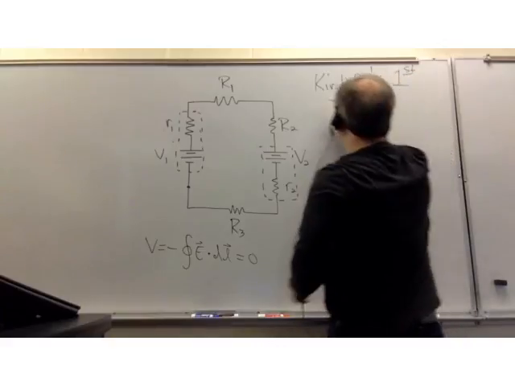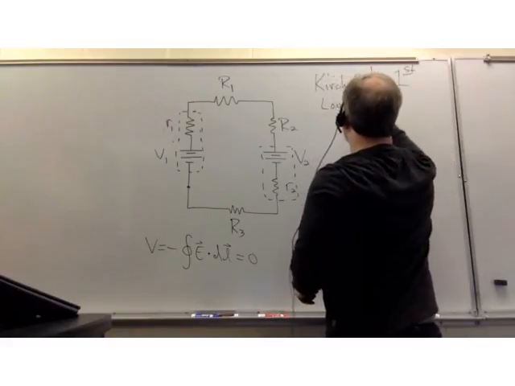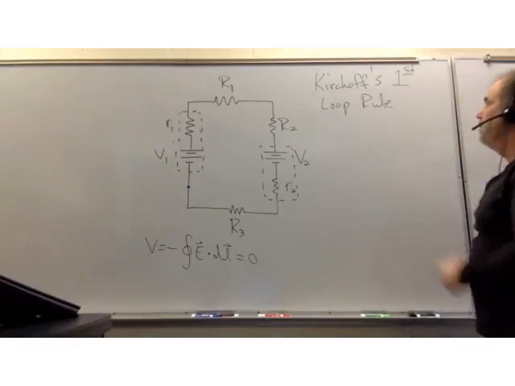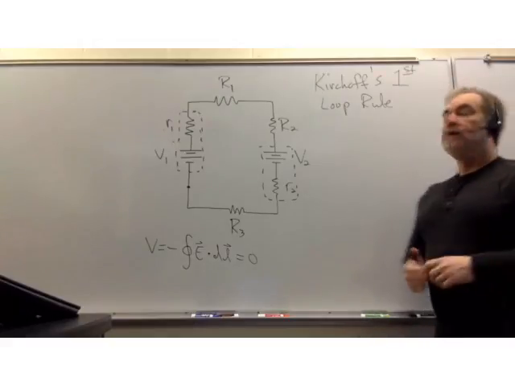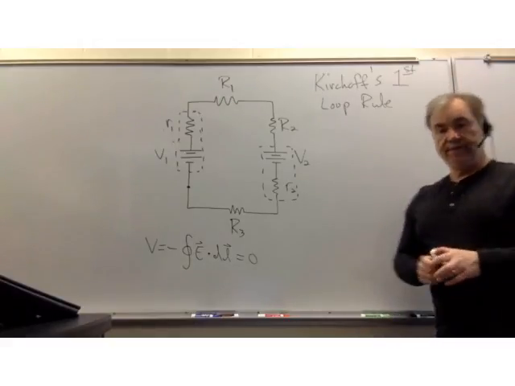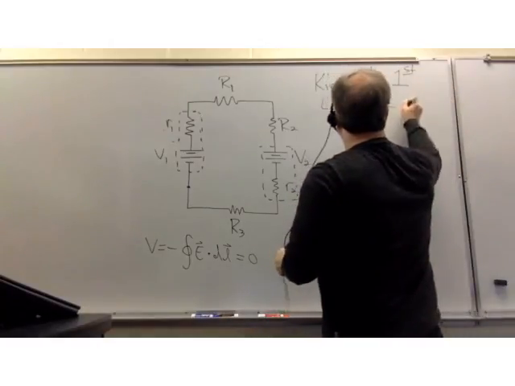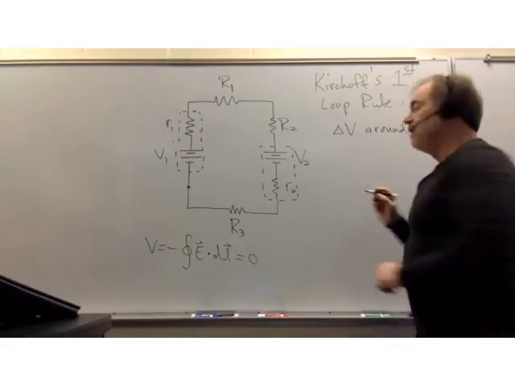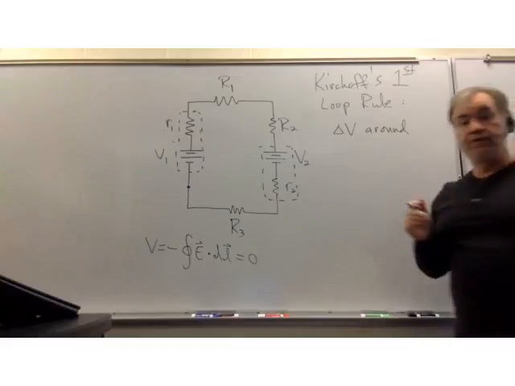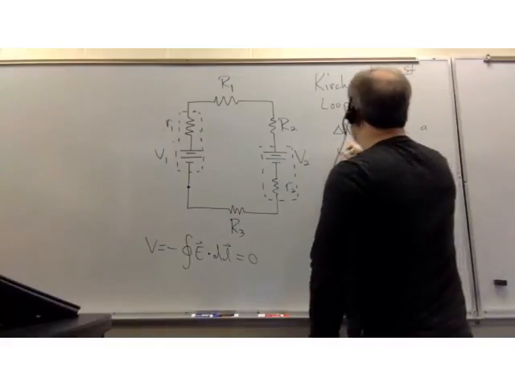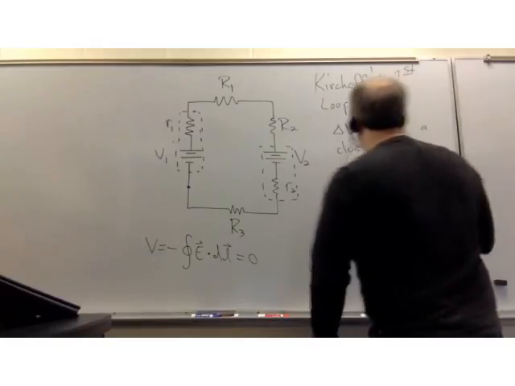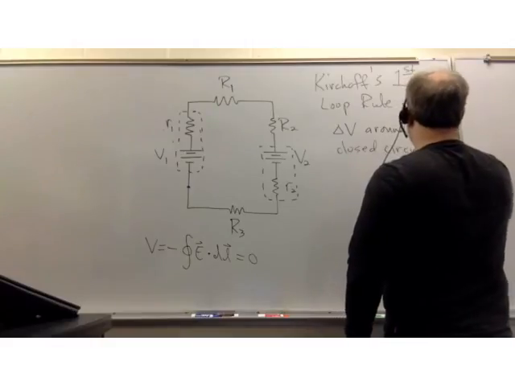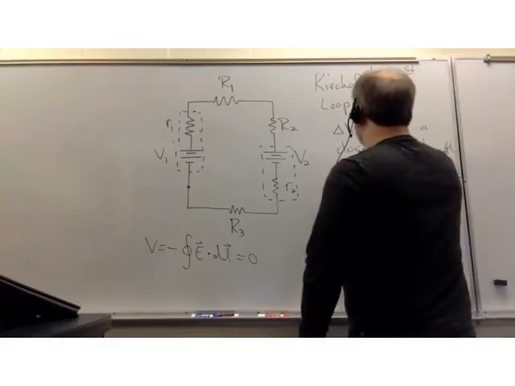This is Kirchhoff's first loop rule, suggesting there are other loop rules, and that's correct. So I believe his name was Gustav Kirchhoff. And so this statement was, as I say, his application of the concept of conservation of energy to an electric circuit. The net change of potential around a closed circuit path must be 0.